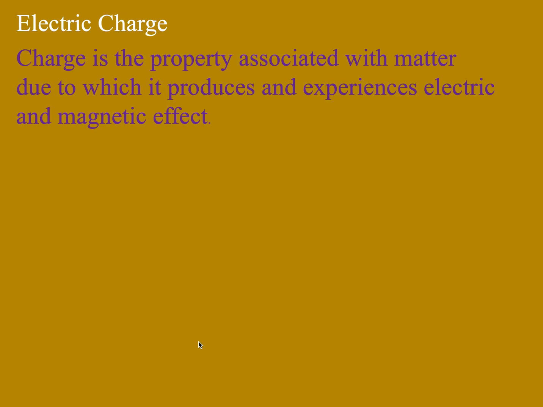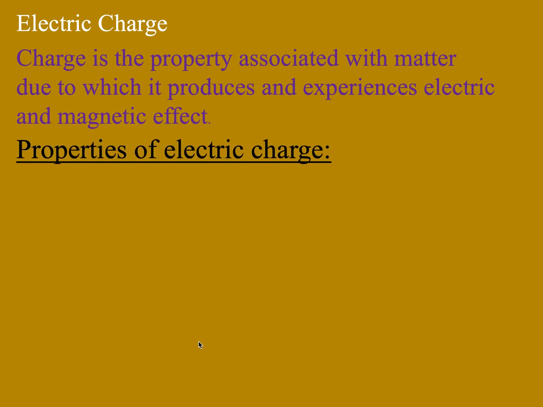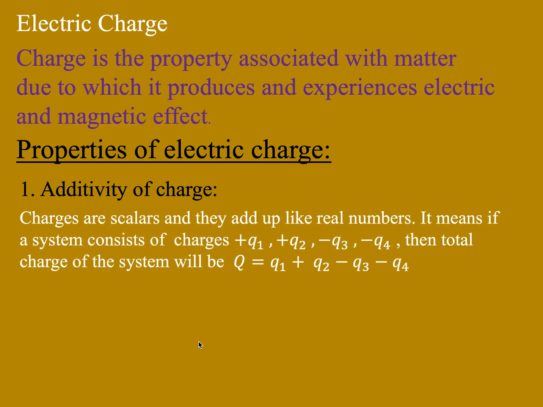So let's see the basic properties of electric charges. The first one is additivity of charge. Charges are like scalars and they add like real numbers. It means if a system consists of a number of charges, then the total charge of the system is nothing but the algebraic sum of all the charges present on the system. We can see one example here: there are 4 charges placed on the surface, and the total charge of the surface becomes 1 coulomb.